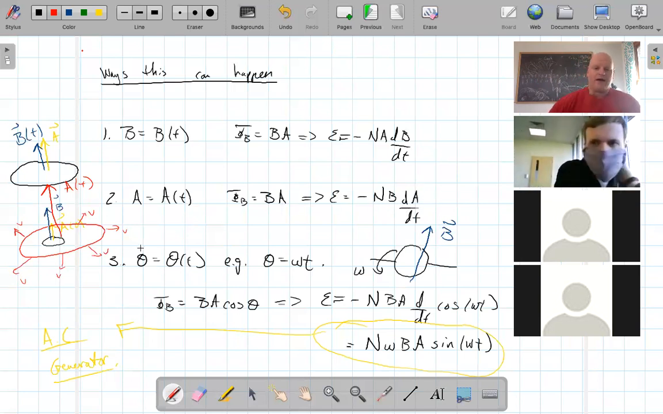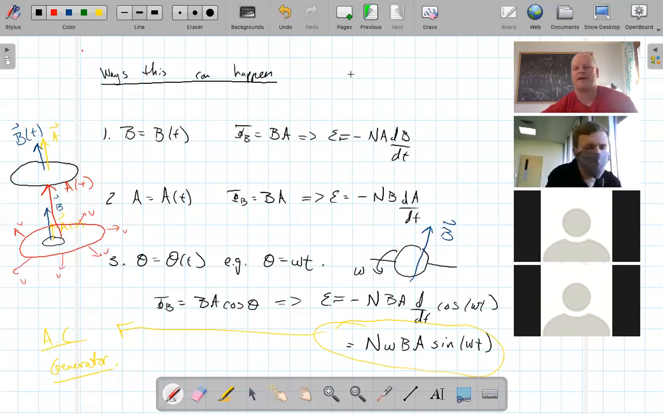Or the third way is that the angle between the magnetic field and the area changes. So remember, the angle is specifically between the magnetic field, so this is my magnetic field, and this is my area vector, say pointing off in this direction. Then the angle theta is the angle specifically between these two. So what could happen in this case is that the angle between the area and the magnetic field is constantly changing, so that's actually time dependent.